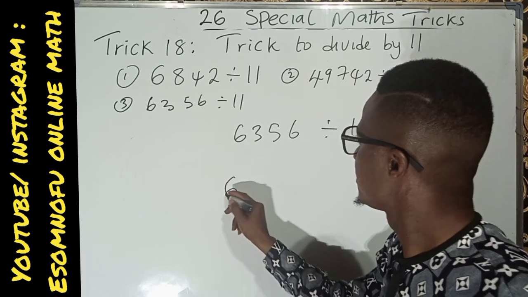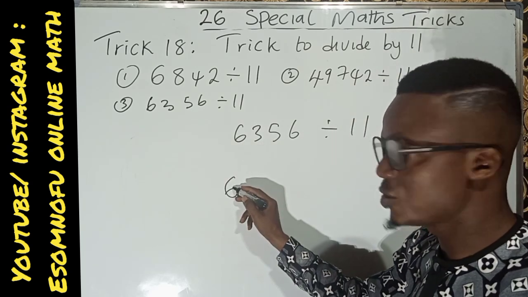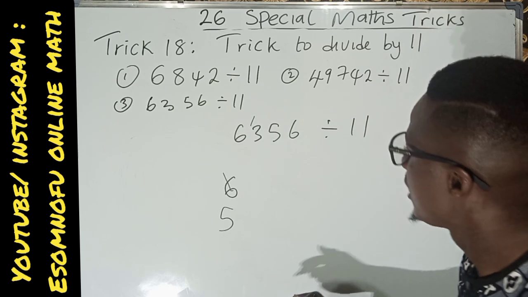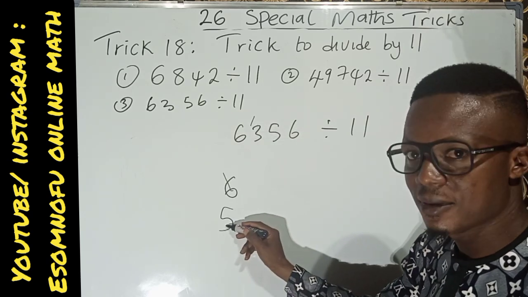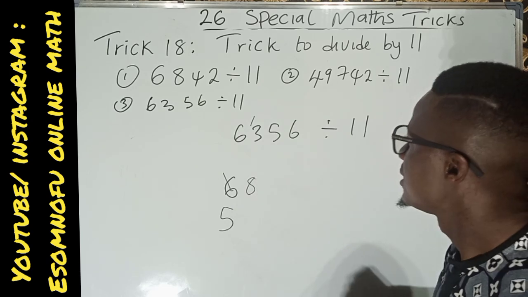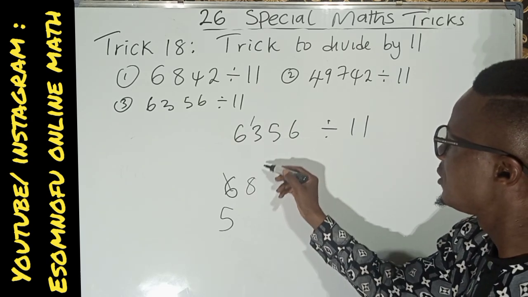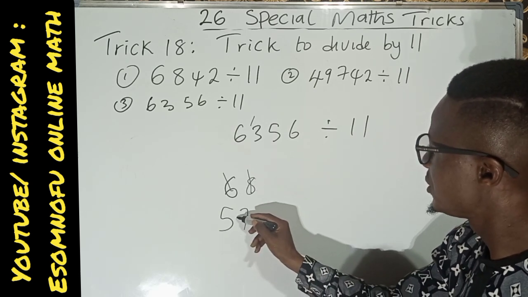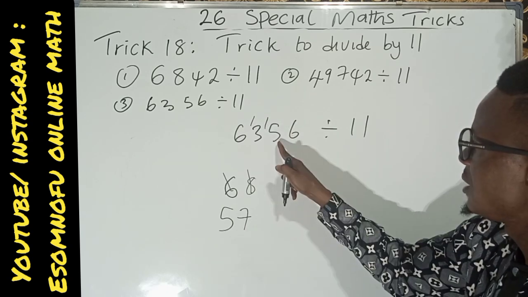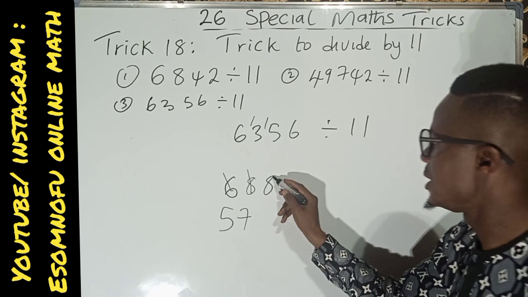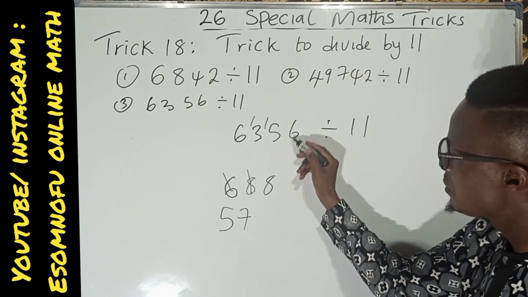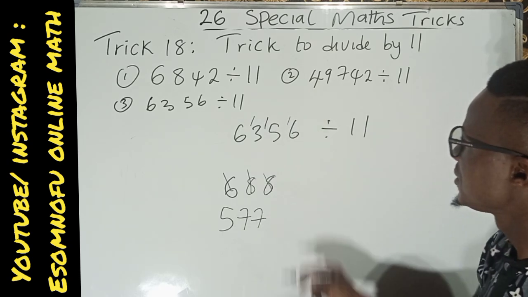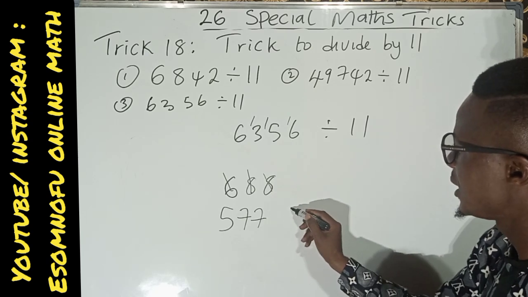Bring down your 6. 3 minus 6, it cannot go. You borrow 1. This is now 13. This 6 will now reduce to 5. Now, 13 minus 5 will give us 8. Then, 5 minus 8, it cannot go. You borrow 1. This reduces to 7. You have 15. You now say 15 minus 7 is another 8. Now, 6 minus 8, it cannot go. You borrow 1. Here is 16. 8 reduces to 7. And 16 minus 7 will give us 9.